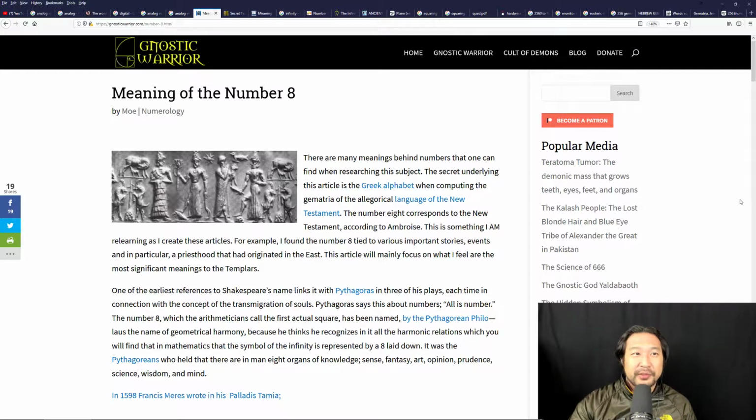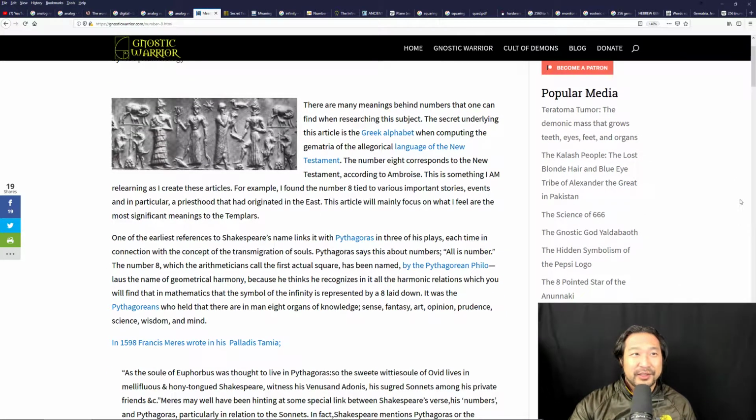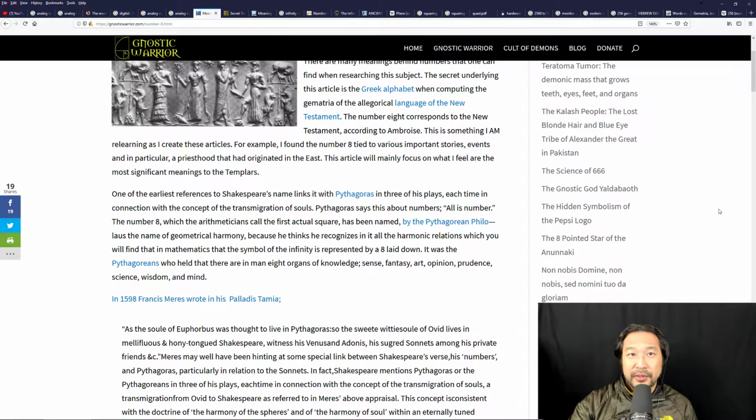So, meaning of the number 8 by Mo, Numerology in Gnostic Warrior. There are many meanings behind numbers that one can find when researching this subject. The secret underlying this article is the Greek alphabet when computing the gematria of the allegorical language of the New Testament. The number 8 corresponds to the New Testament according to Ambrose. This is something I am relearning as I create these articles.